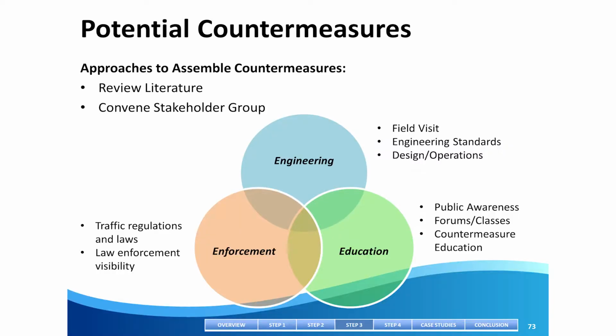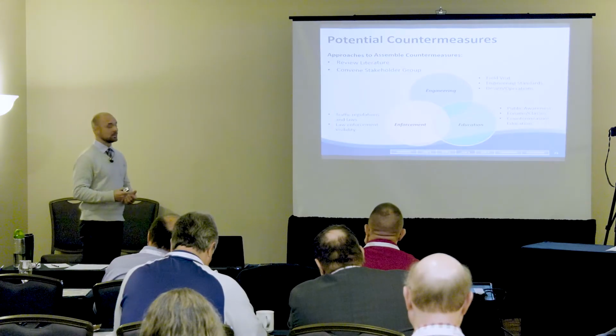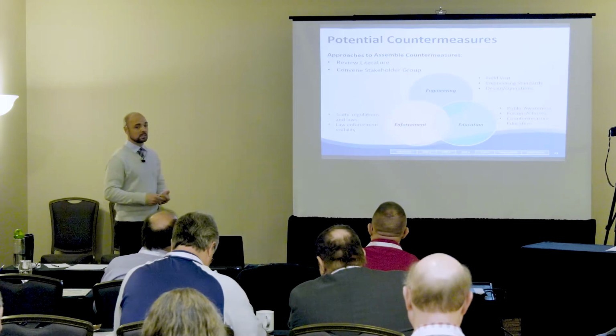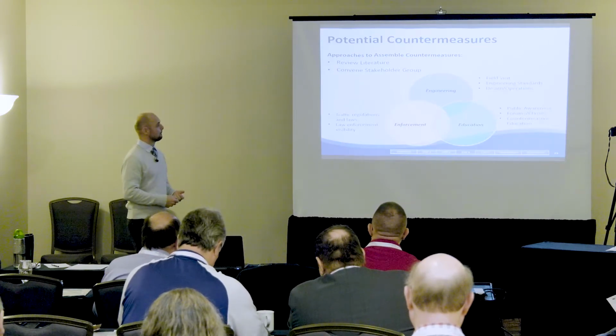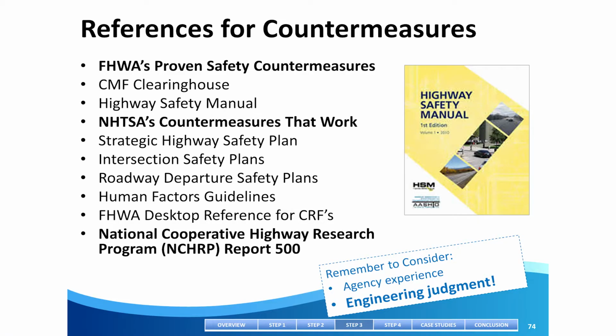Our countermeasures don't just have to focus on engineering. We can also think about the education and the enforcement piece, especially if our focus crash type relates to speed, alcohol, seatbelt use, and so on. There's a number of resources there as well, and I'll talk about those in a little bit. Good places to start for engineering countermeasures are FHWA's Proven Safety Countermeasure website that we just showed, and also that NCHRP 500 series report that we talked about earlier.